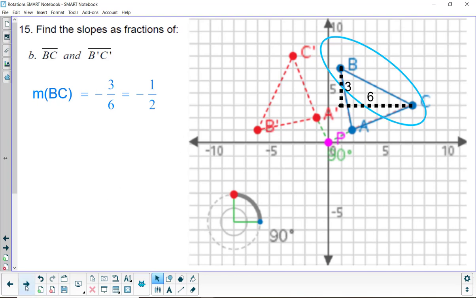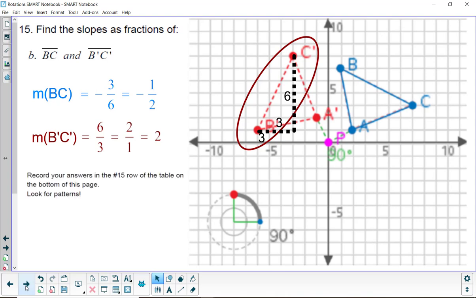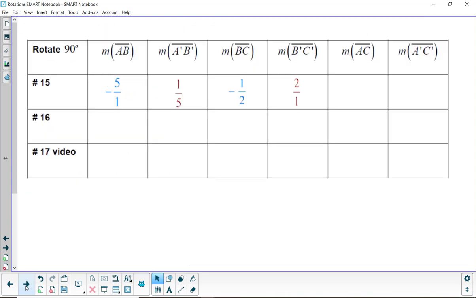Its corresponding side, B prime, C prime, right there. Putting in the right triangle, it's down 6 over 3. It's sloping uphill, so it's a positive slope, 2 or 2 over 1. And we'll record those in the table there. So we've got 2 pairs so far.